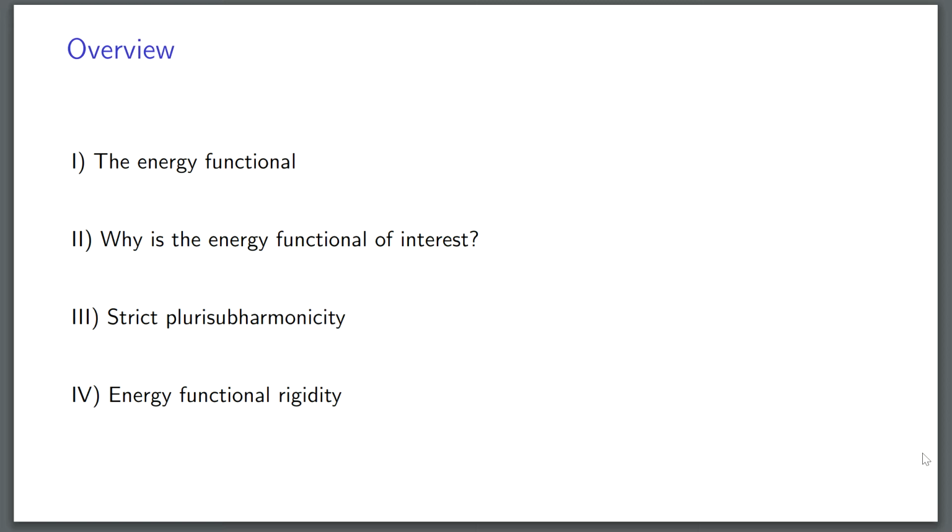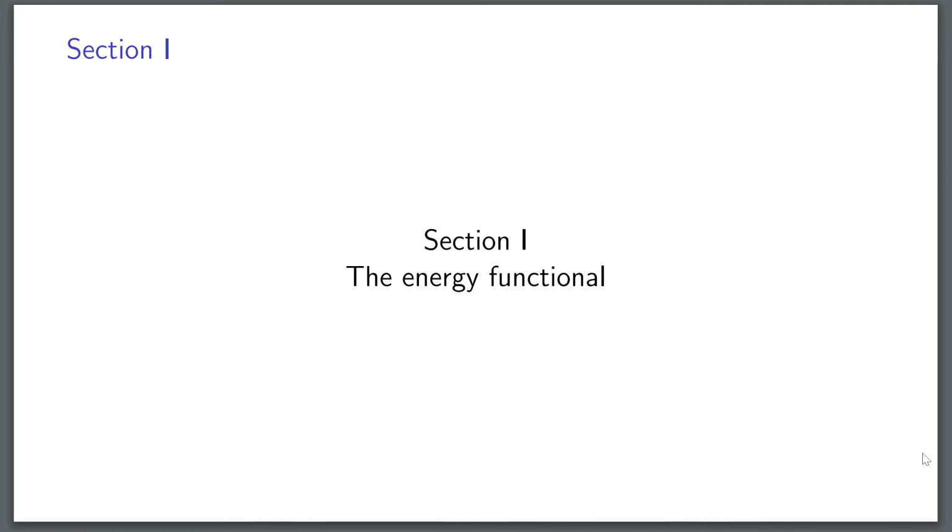Then in the second part, the second talk, I will discuss some results regarding the energy functional that I've proven. Let's begin with the first section, defining what the energy functional is. For that we will need three ingredients, namely we need to define what the Teichmüller space is, the Dirichlet energy functional, and equivariant harmonic maps.